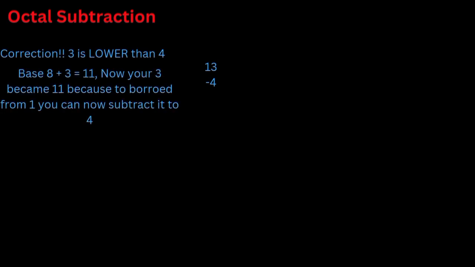Let's say the given problem is 13 minus 4. 3 is lower than 4, so we will borrow from 1. After borrowing, we can do the following equation. Base 8 plus 3 is 11, we subtract 4 from 11, and that would be 7. So our answer for 3 minus 4 is 7. The borrowed 1 is going to be 0. So the final answer for 13 minus 4 is 7.